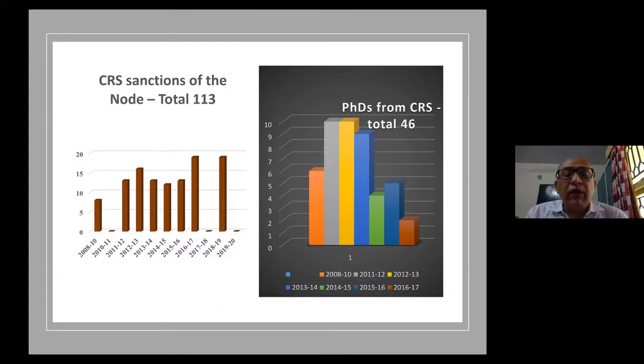So let me come over to our collaborative research schemes. The collaborative research schemes, which are actually the most important aspect of UGC DAE CSR, have suffered a little bit due to the situation of COVID-19. However, active collaborations are going on. As you can see, these are the total number of CRS sanctions, and this total is 113. Right now, around 19 or 20 CRS projects are continuing, but we have not been able to start new projects, which hopefully will improve within a few months.